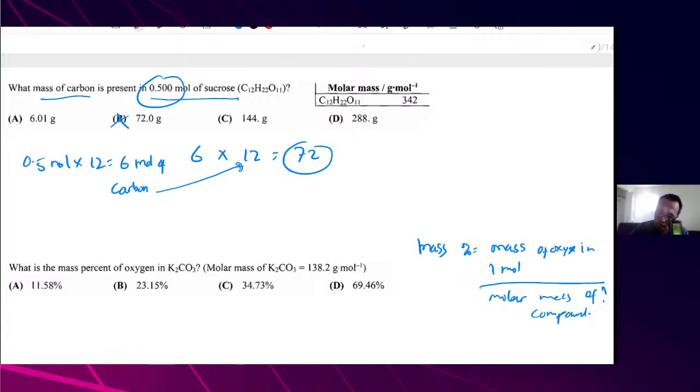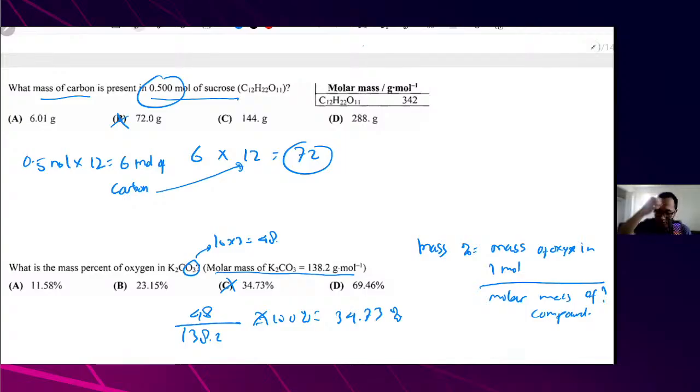Because this one is 3, 16 times 3 should be 48, right? K2CO3 contains 3 oxygen, so the grams of oxygen here is 48. And then how about the total molar mass? The total molar mass is this one, 138.2. So the answer is this, and then times 100%. We end up with 34.73%. It's very easy for this one.